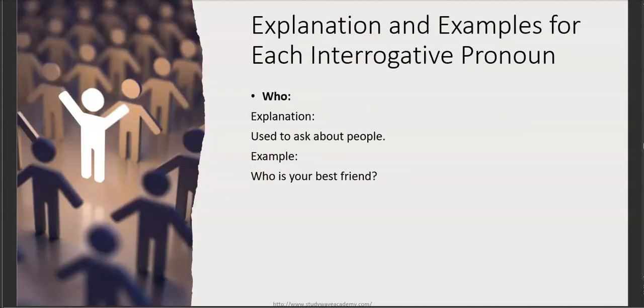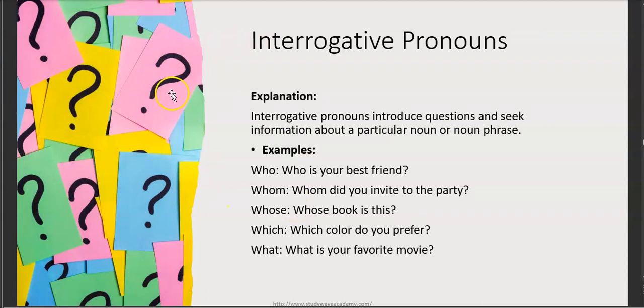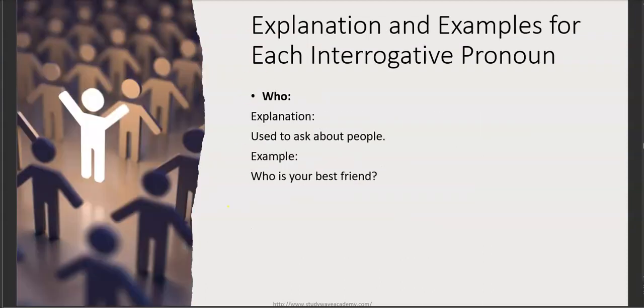So they are just used to prompt questions. I will look at each one of them and explain further what they mean. Who is used to ask about people. So who is your best friend? Who is your mother? Who did this? Or who read this book? So this one you're asking about people. So who is an interrogative pronoun.